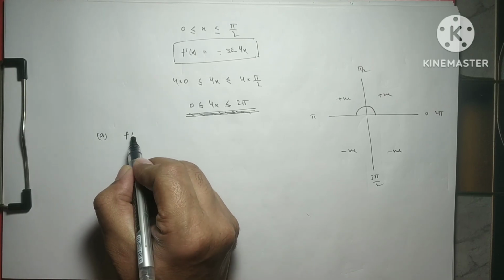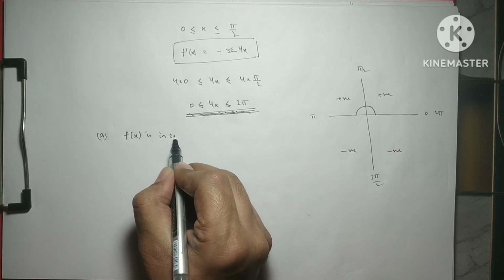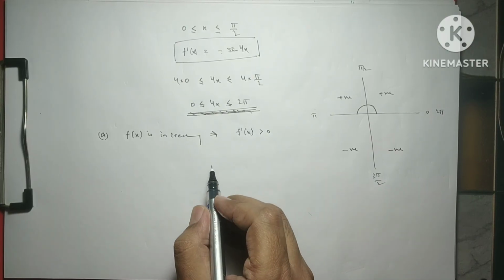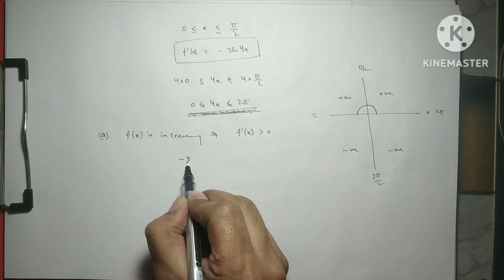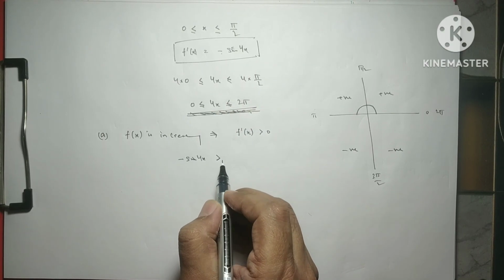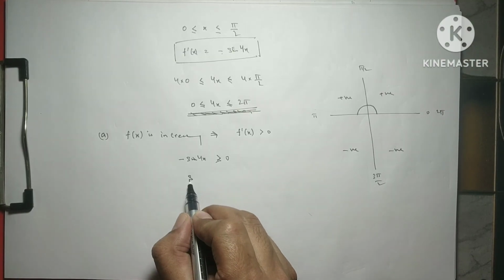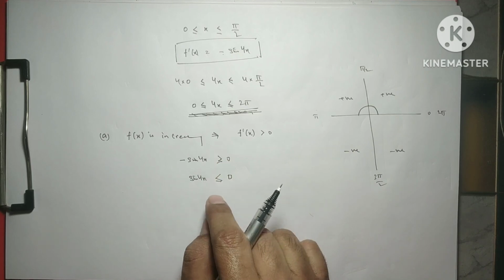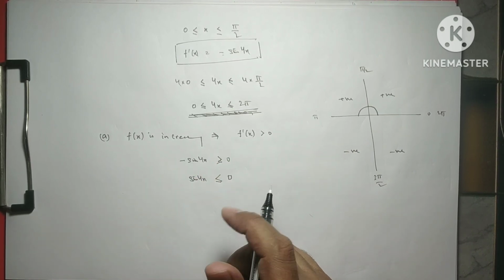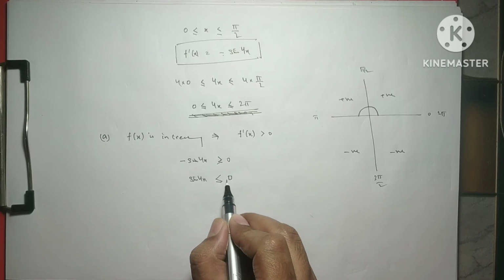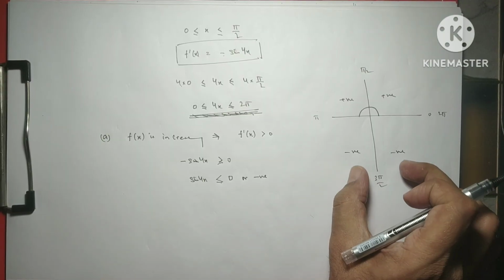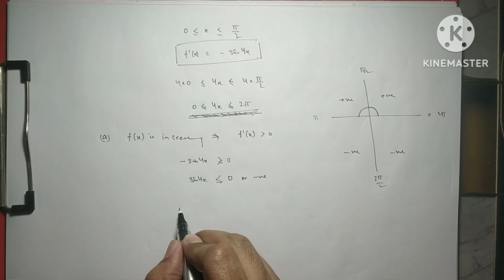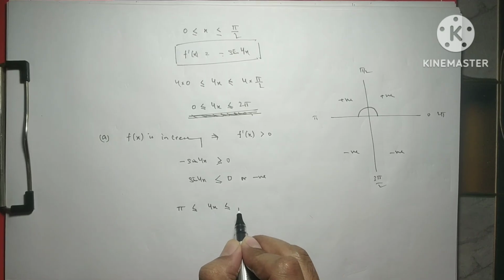So first part, fx is increasing, so f dash x should be greater than 0, and we have f dash x as minus sin 4x, so it is greater than 0, and sin 4x will be less than 0, because when you operate this minus sign on this inequality, the inequality will be inverted. So sine will be negative on these two intervals, so it means 4x should vary from pi to 2 pi.